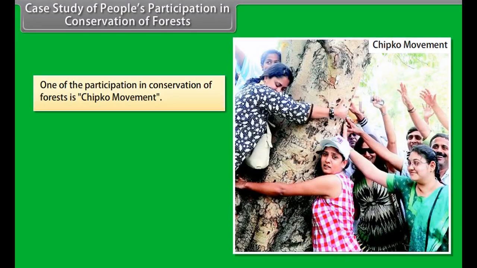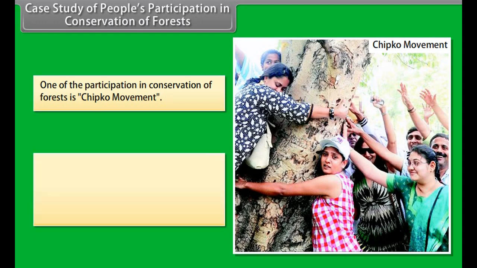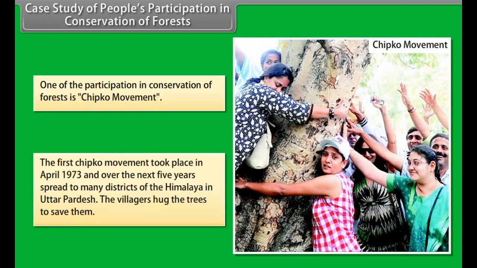One of the participations in conservation of forests is the Chipko movement. The first Chipko movement took place in April 1973 and over the next 5 years it spread to many districts of Himalaya in Uttar Pradesh. The villagers hug the trees to save them.